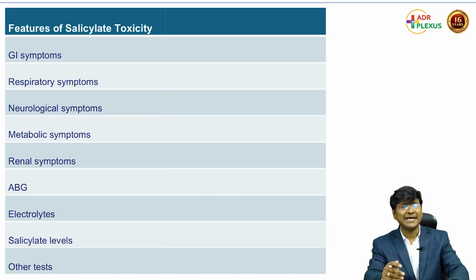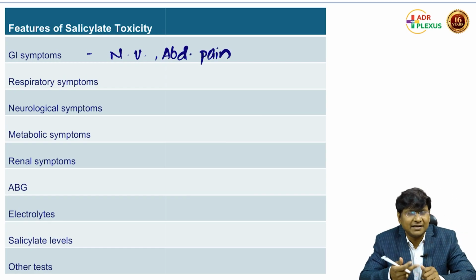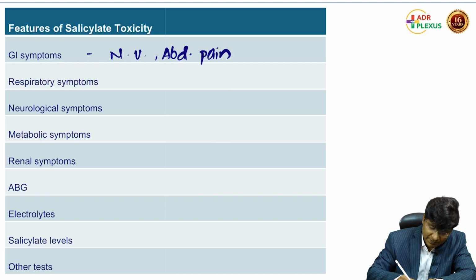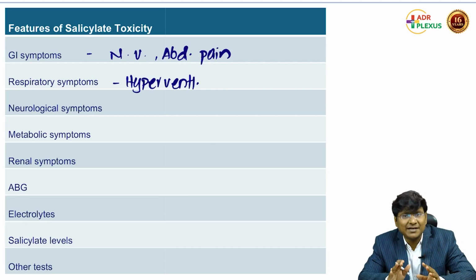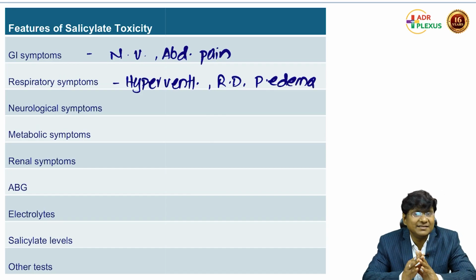Take the gastrointestinal symptoms. They include nausea, vomiting, and abdominal pain, and there can be hematemesis also, where there is vomiting of blood because of gastric ulceration. Respiratory symptoms include hyperventilation, which is responsible for the development of respiratory alkalosis. There is also respiratory distress and the development of pulmonary edema. So these are the respiratory symptoms.